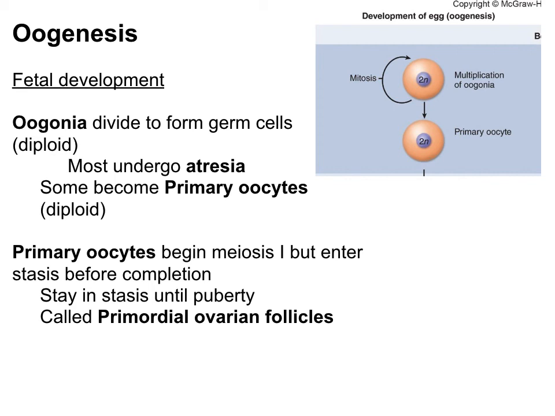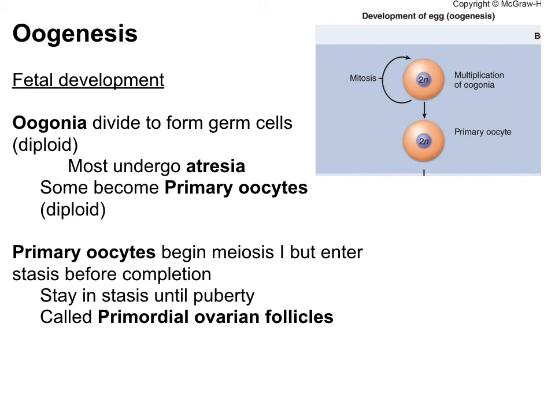Oogenesis has many differences from spermatogenesis. One being that oogenesis actually begins prior to birth, in the fetal ovary. It then pauses during fetal development and stays silent until it is triggered to complete, beginning at puberty and ending at menopause. So if you're going to describe the steps of oogenesis, you have to actually begin in the fetus.